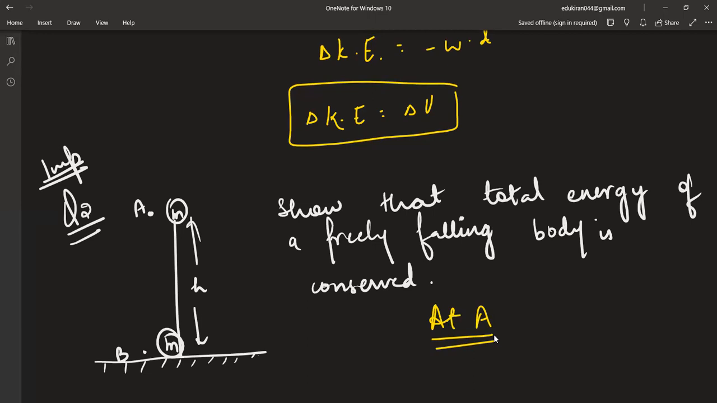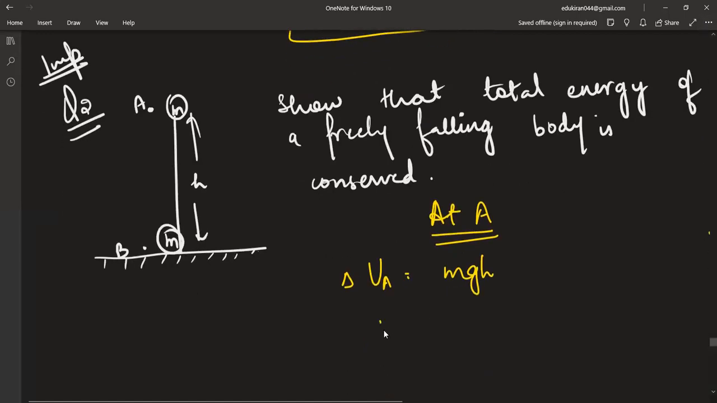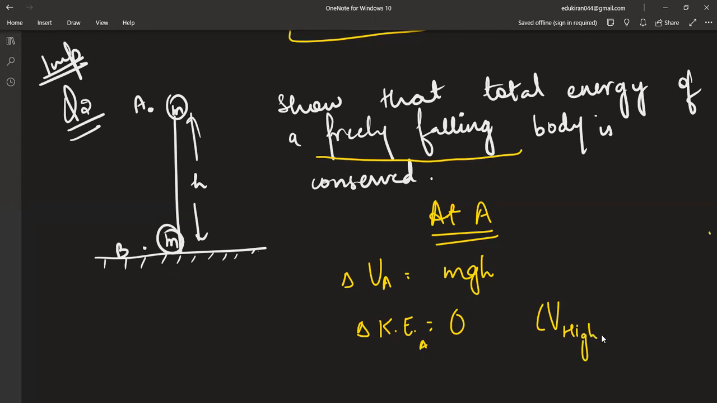So when we are taking point A, the potential energy will be mgh, right? What about the kinetic energy? See, at the highest point, when we were doing motion in a straight line, I told you, remember motion under gravity, free fall. This is the case of free fall. So I told you that at the highest point, the value of velocity is 0. So kinetic energy at point A will also be 0. Why? Because velocity at the highest point is 0.